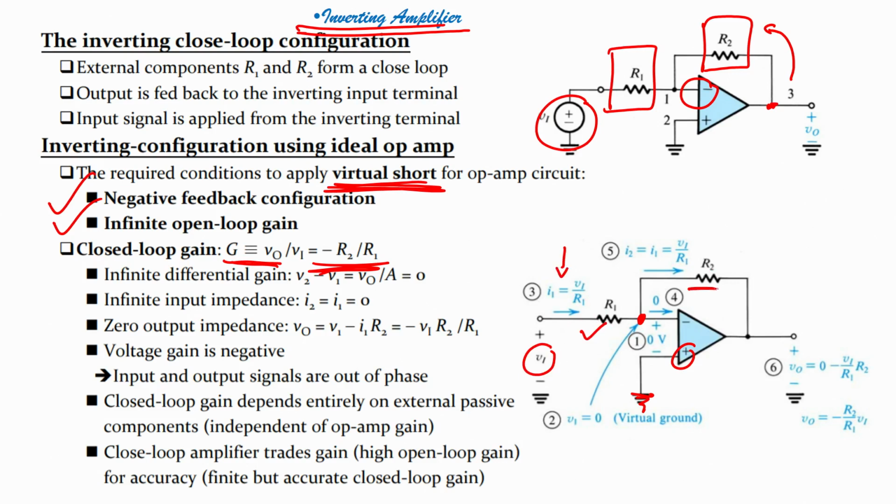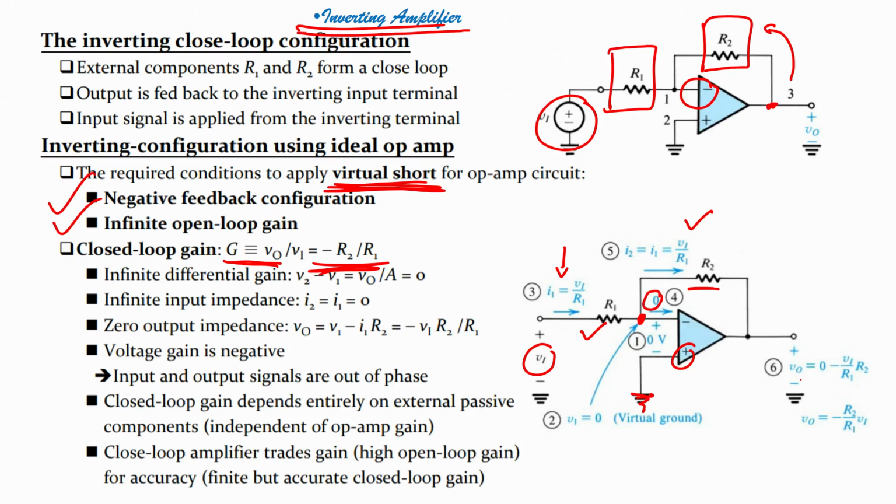Similarly, if I want to measure the current flowing through R2, it will be nothing but I2 equals I1 equals V1 by R1. So, what will be my output voltage? It is 0 here, right. Here the voltage is 0 because nothing will flow here; it has infinite or very high input impedance, and the difference voltage is also 0 volt.